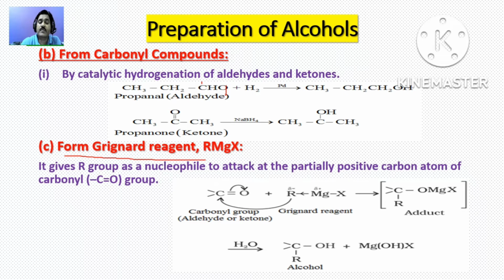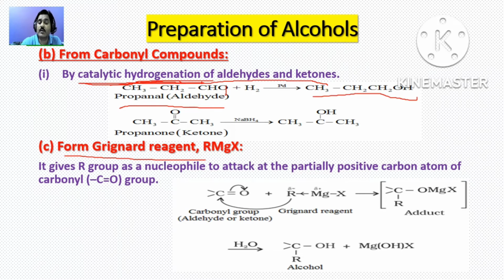Let's see how. We took propanal, which is an aldehyde. When it undergoes hydrogenation, what is hydrogenation? The addition of hydrogen in the presence of some catalyst is called hydrogenation. When catalytic hydrogenation of aldehydes and ketones is done, then we will obtain alcohol.